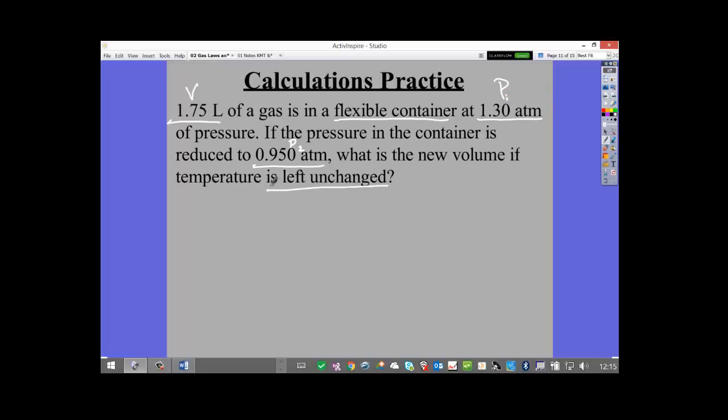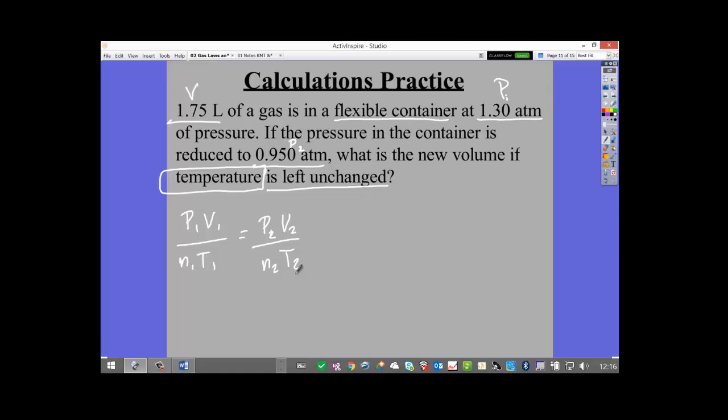So what's being held constant? Temperature is being held constant. So what law am I going to use? Dalton's law, ideal gas law, or combined? Combined. So I'm going to write it right here: P1 V1 over n1 T1 equals P2 V2 over n2 T2.